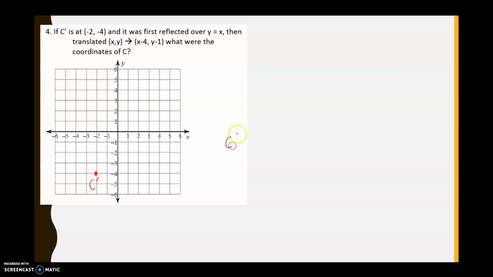They're telling me that C prime was at -2 and -4, and it was first reflected over y equals x, and then it was translated. xy goes to x minus 4, y minus 1. And it's asking what are the coordinates of C. So this is what I'm looking for right here. I know they're starting me with that C prime, but it was first reflected and then translated. So now I'm going to have to go backwards when I want to solve this. So going backwards, I'm going to undo what's happening here.